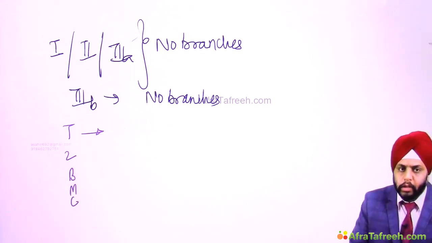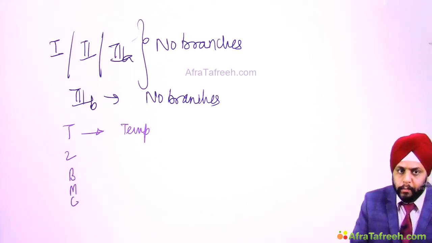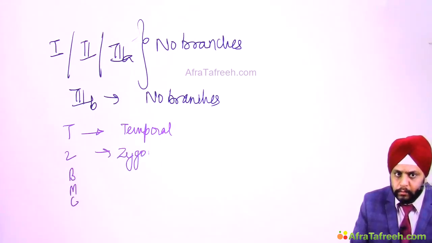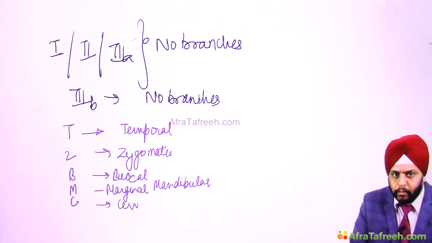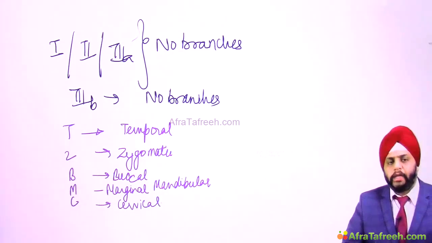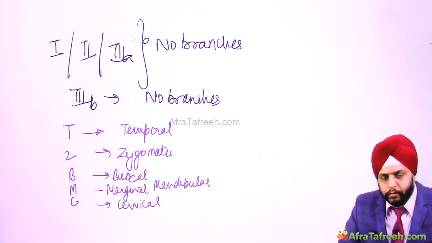Okay, so T for temporal, zygomatic, buccal, marginal mandibular, and cervical. Okay, so these are the 5 terminal branches of the facial nerve.